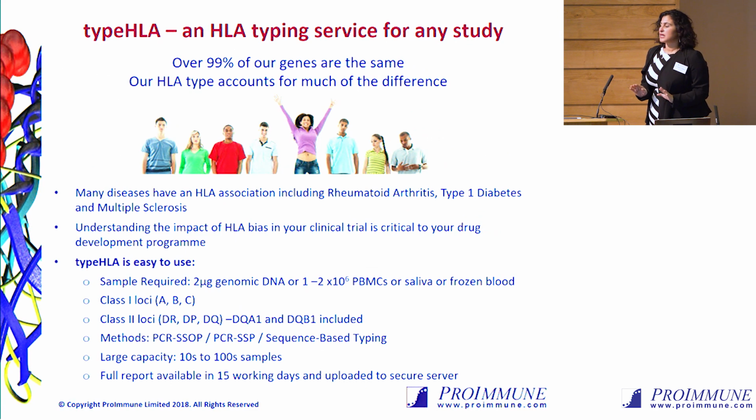Just a last couple of slides, and that's a bit of a technical side of things. If you don't know the HLA types of your patients or of your cell lines, sometimes all those studies are irrelevant. So we offer an HLA typing service, and we can look at class 1 and class 2 and use several methods for that. We can HLA type tens to hundreds of samples if you need to, and the turnaround time is approximately 3 weeks or 15 working days. So that's just for your information.